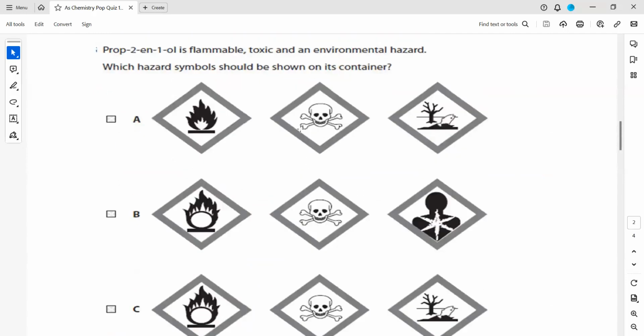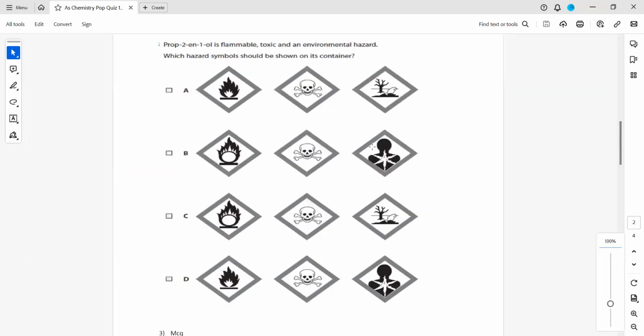In question two, propene-1-ol is flammable, toxic, and an environmental hazard. Which hazard symbol should be shown on its container? So you can see four options are there. We have to select: it's flammable, means it can catch fire. It is toxic, and it has an environmental hazard.